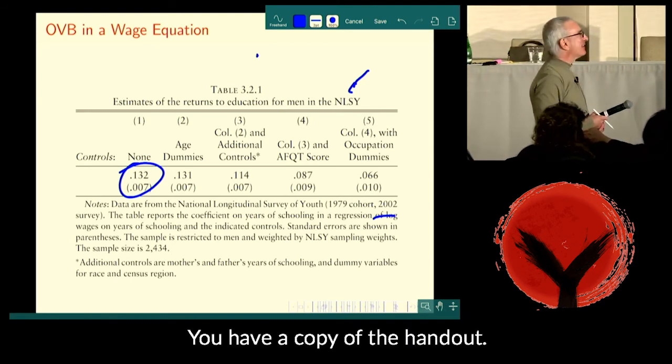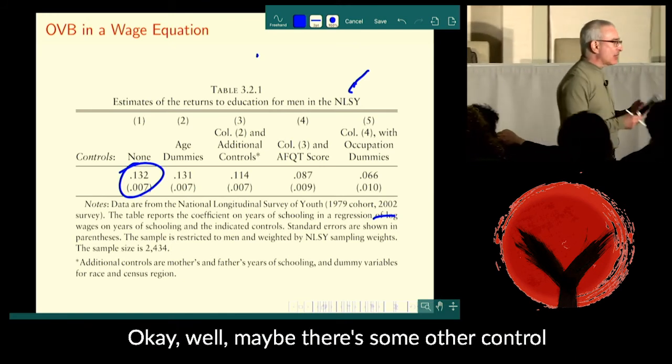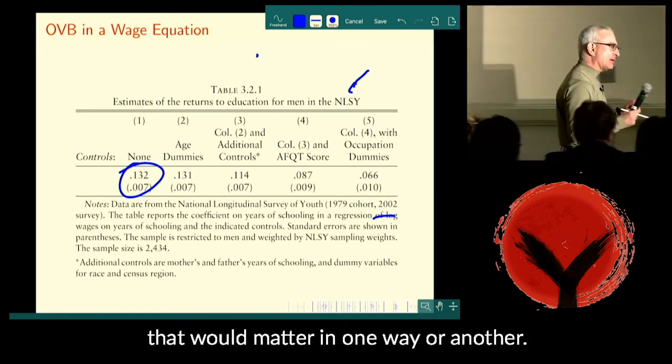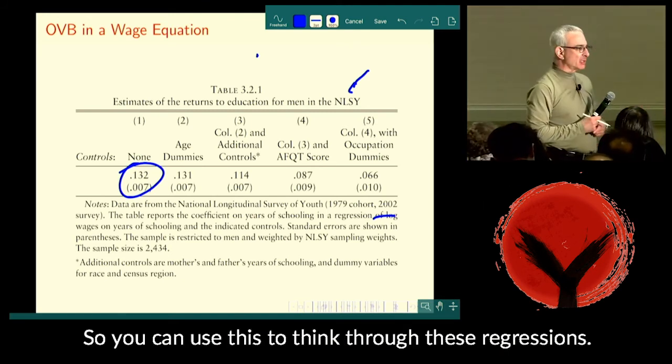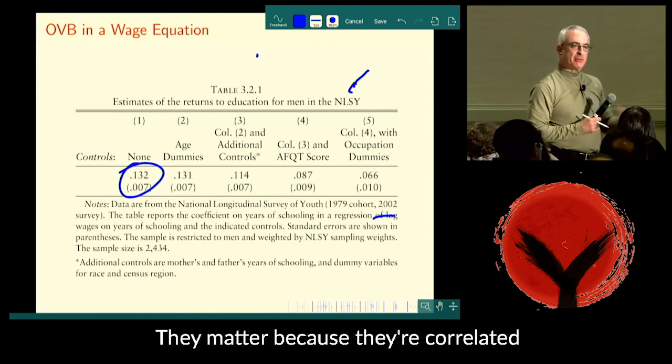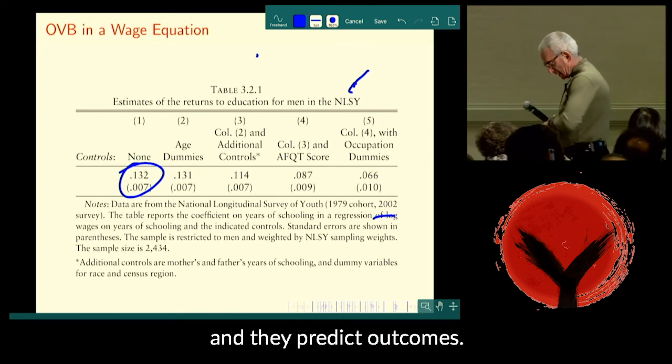You have a copy of the handout. Okay, so that shows you how, and then you could say, okay, well, maybe there's some other control that would matter in one way or another, okay? So you can use this to think through why controls matter. They matter because they're correlated with the thing that I'm interested in, and they predict outcomes, okay?